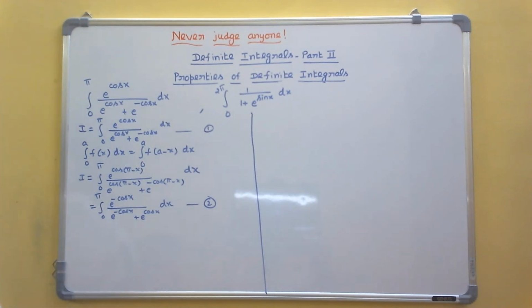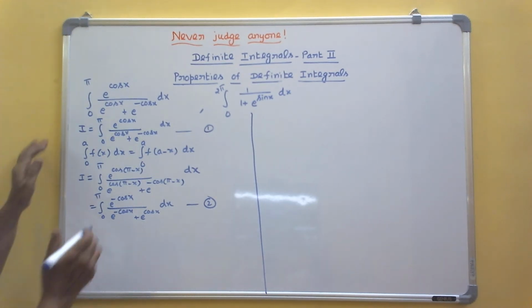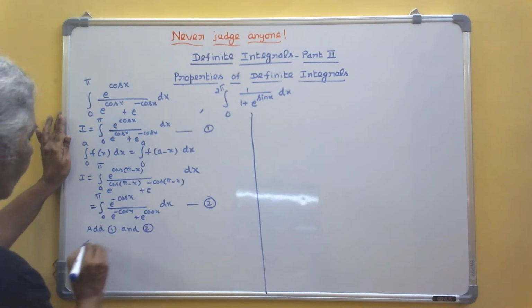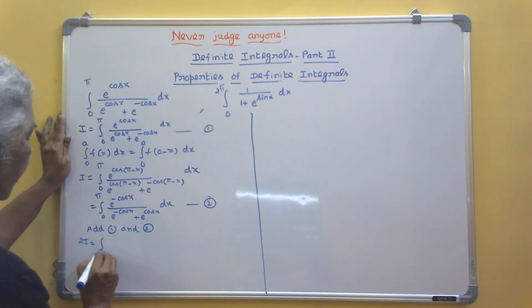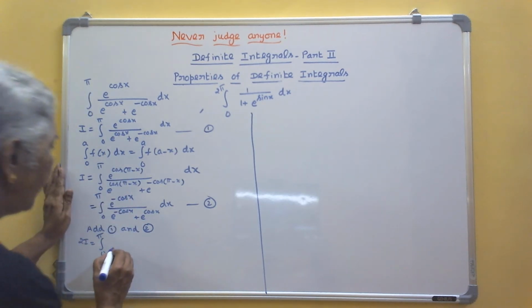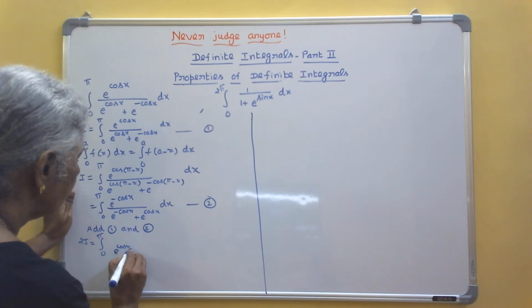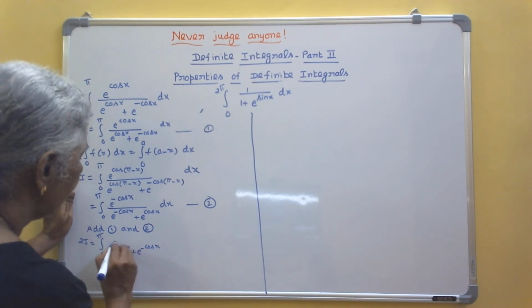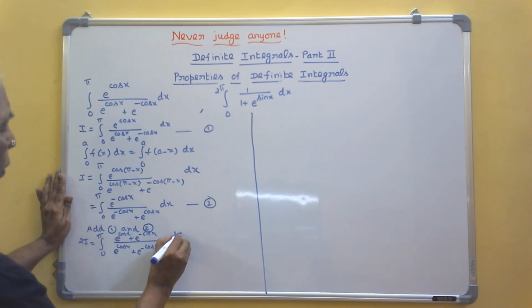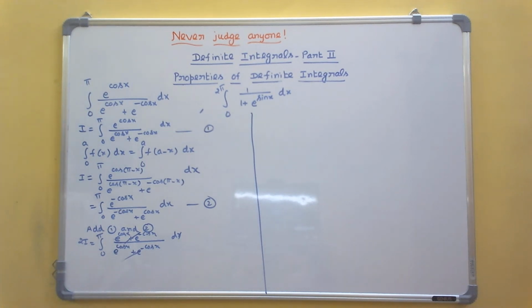Mark this as 2. Now as usual, add 1 and 2. You will be getting 2I here, integral 0 to pi. Now see the denominator, a common denominator. So let me write in the denominator e power cos x plus e power minus cos x. What is the numerator here? e power cos x into e power minus cos x, so here also they get cut. You get 1 into dx.